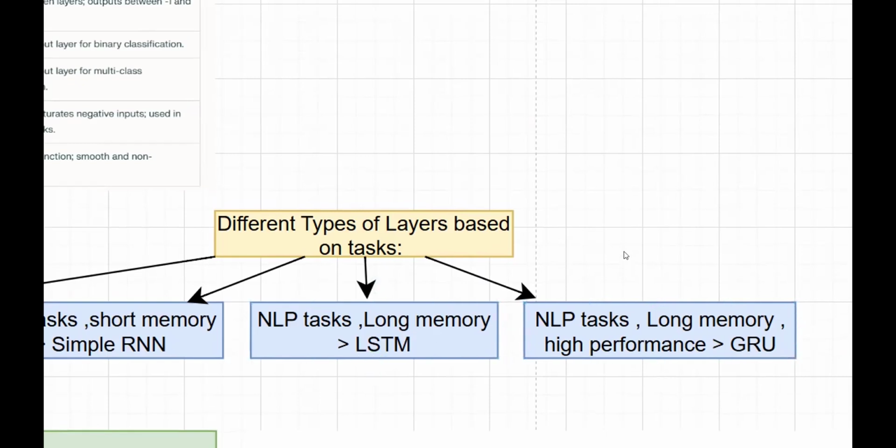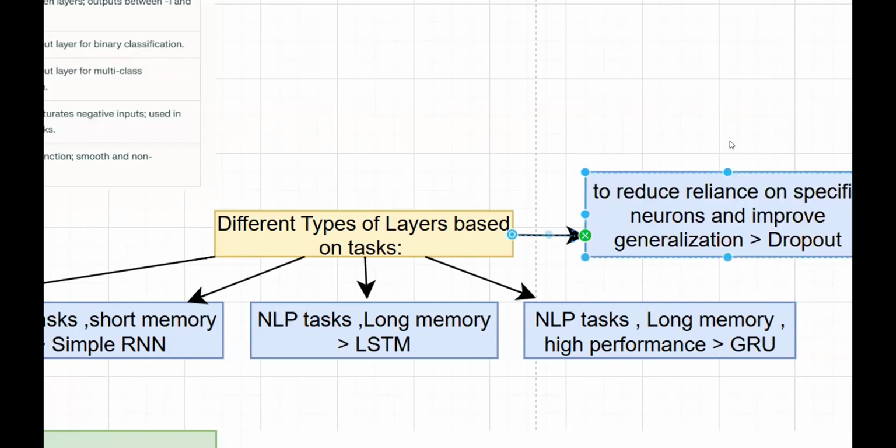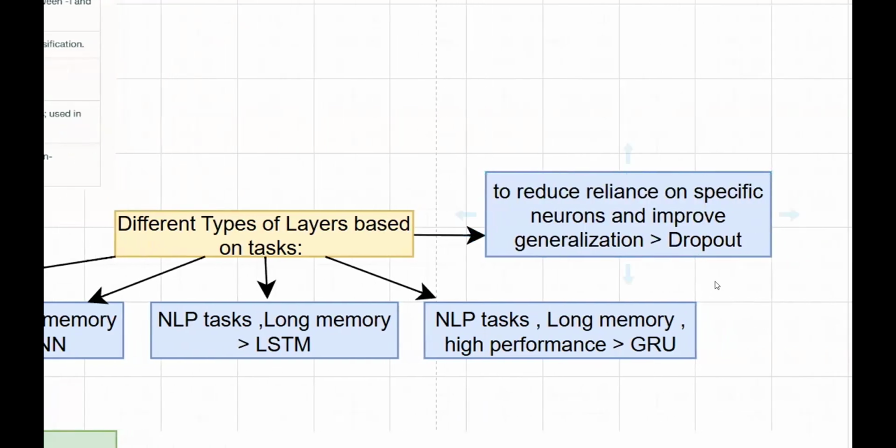Then we also have layers to improve generalization. To improve generalization, other than depending on specific neurons, we use one more layer, the dropout layer. By using this dropout layer, we can reduce the reliance on specific neurons and improve the generalized output. For such tasks, we use the dropout layer. Don't worry, after explaining the theory, I'll show you the practical implementation as well.